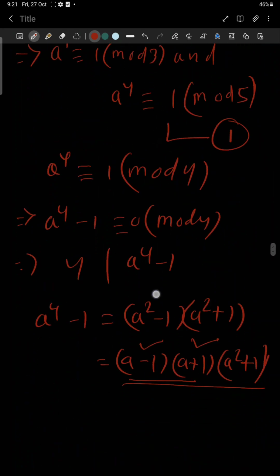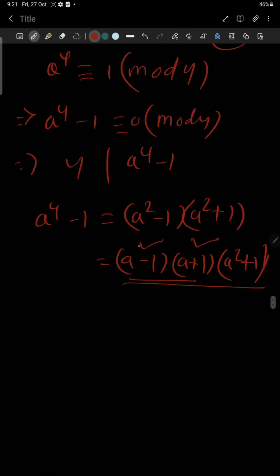Okay, if a is an odd number, then a minus 1 is even and a plus 1 is even. From a minus 1 we get a factor of 2, and from a plus 1 we also get a factor of 2, so we get a factor of 4. A factor of 4 means this number is congruent to 0 mod 4. This is equation 2.